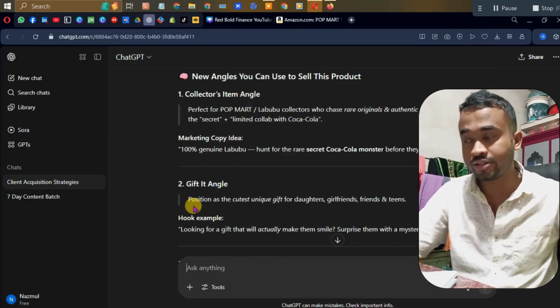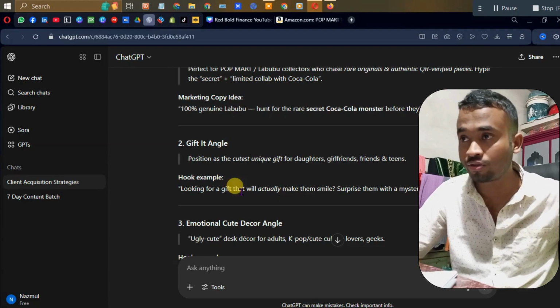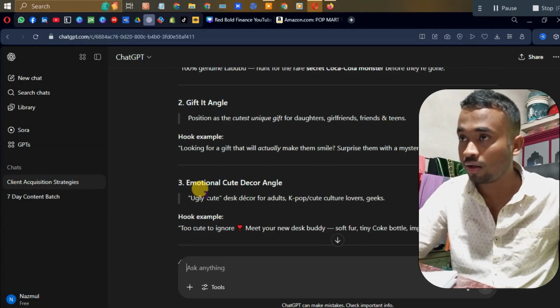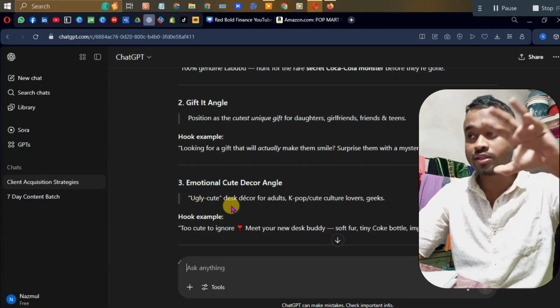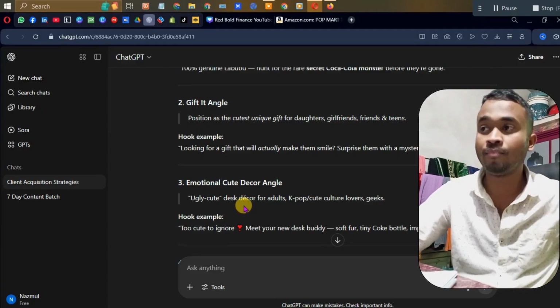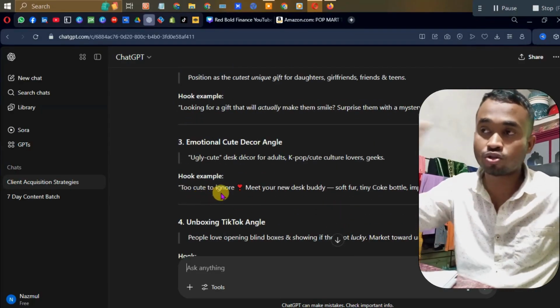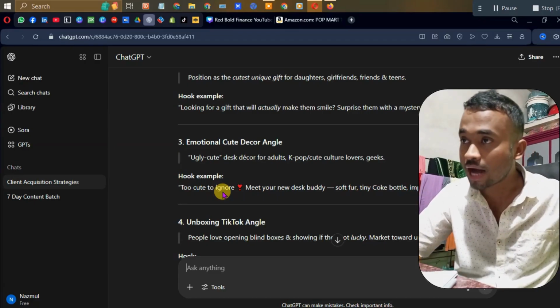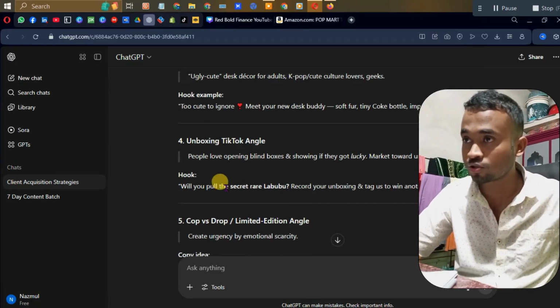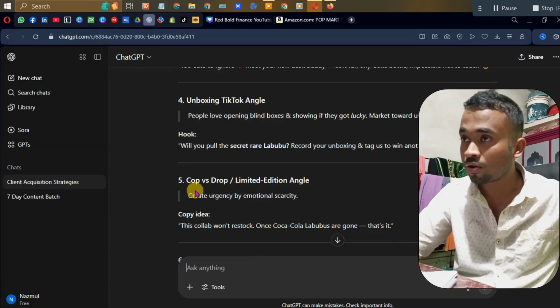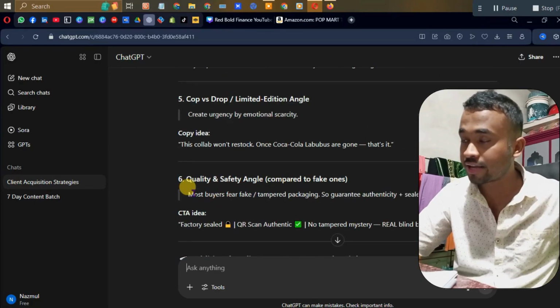Gift angle: gift is another angle, for people looking for a gift. Emotional cute decor angle: ugly cute, so you can use this as a home decor angle for adults. Hook example: too cute to ignore. ChatGPT also gave a good hook. Unboxing TikTok angle, this is also good. Co-op versus drop, quality and safety angle.